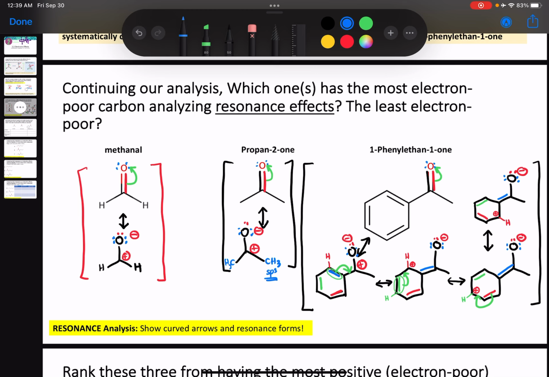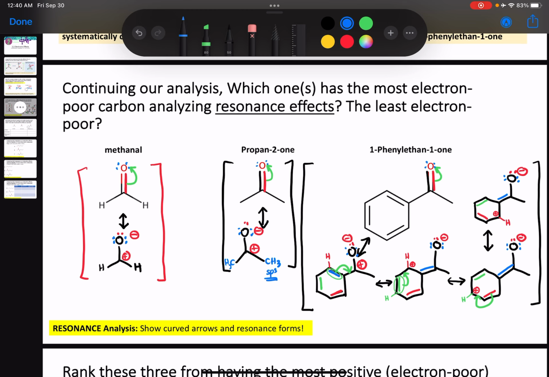With that, we can show that the carbonyl carbon for all does in fact have some positive character, but for phenylethan-1-one, that positive character of our carbonyl carbon is only one instance out of many more possible resonance forms, meaning that positive charge is further spread out into that benzene ring or pi system.